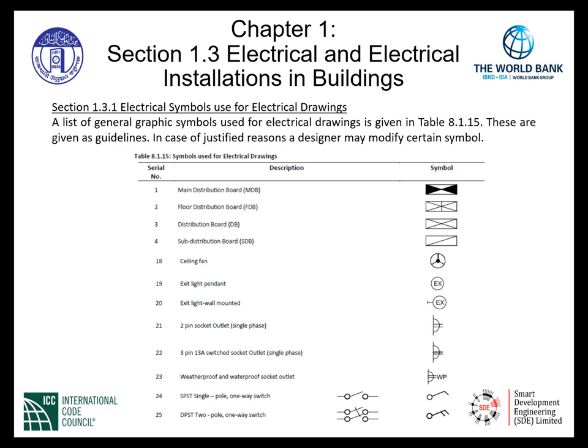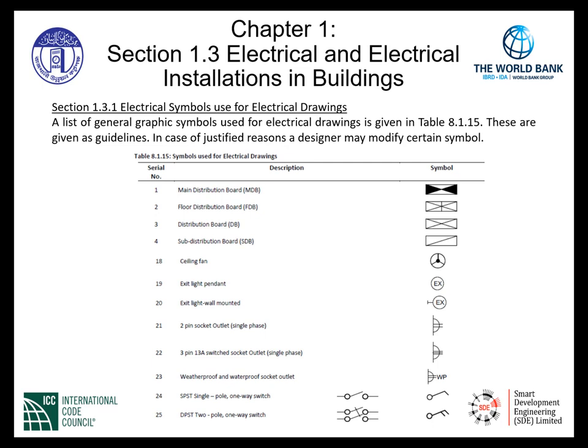The 2-pin socket outlet, single phase, is described as an arc with 2 lines projecting perpendicular to a vertical line. We also have a 3-pin 13-amp switched outlet, single phase. It looks similar to the 2-pin outlet. However, it has 3 projections perpendicular to the vertical line, such that we can tell by looking at an electrical drawing that this is a 3-pin 13-amp switch socket outlet. Additionally, we have weatherproof socket outlets with the WP indication on the symbol.